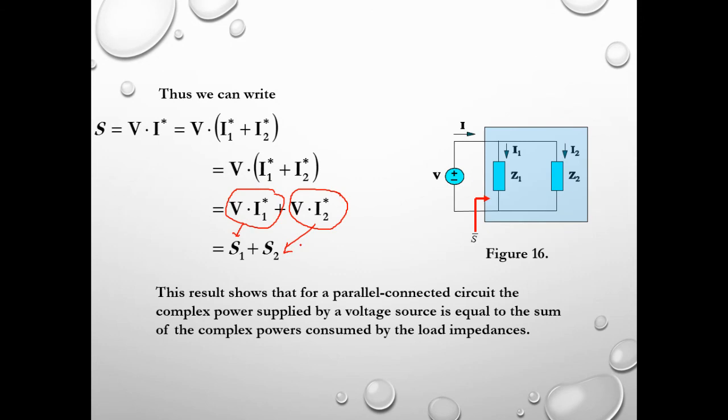All right. So this result shows that for a parallel connected circuit, with branch number 1 and branch number 2, the complex power supplied by a voltage source is equal to the sum of the complex power consumed by the load impedances. So we have S1 over here as well as S2 over here. The total complex power supplied, S, is S1 plus S2.